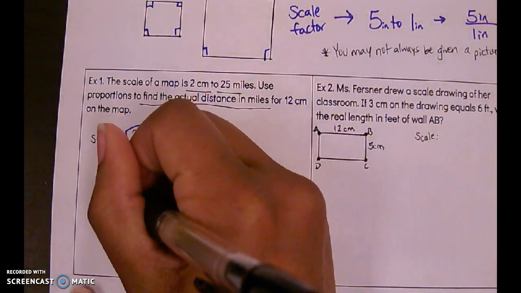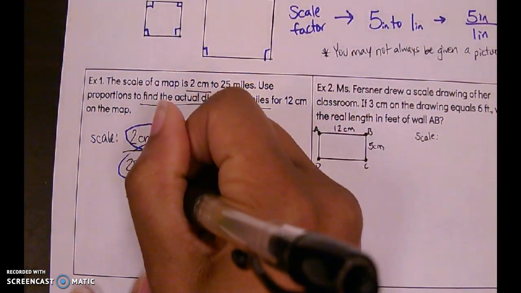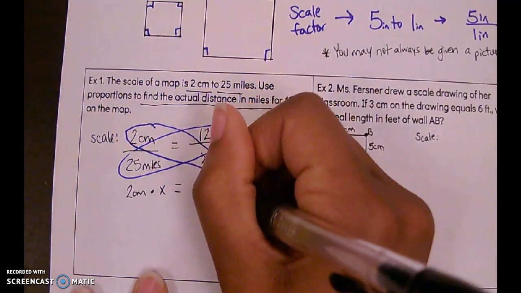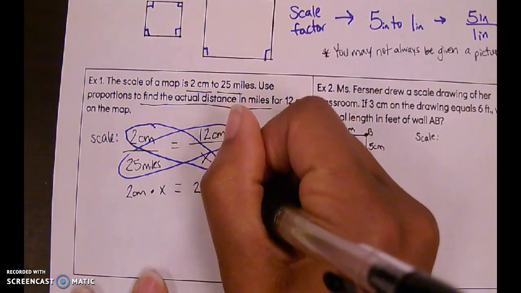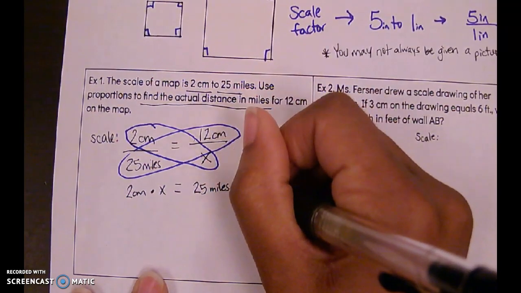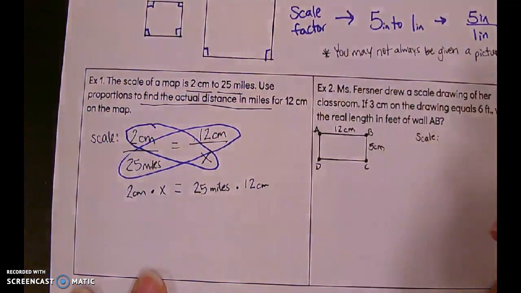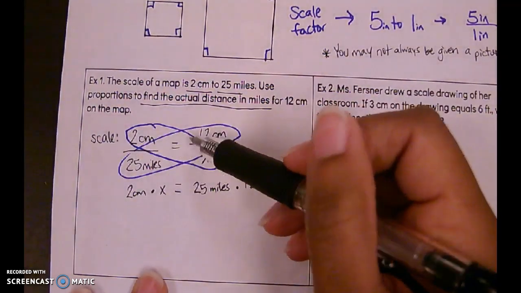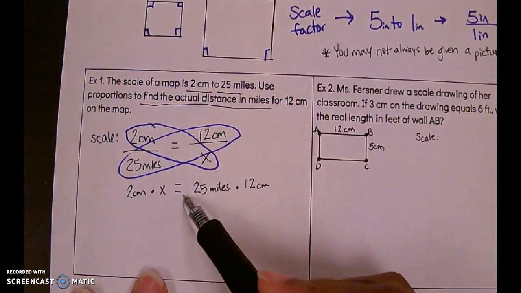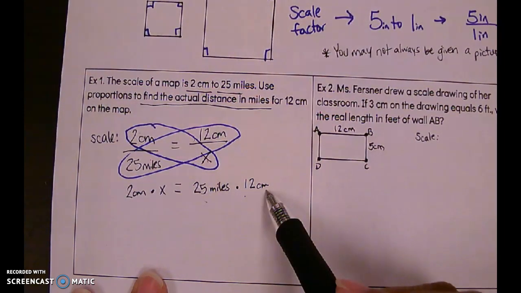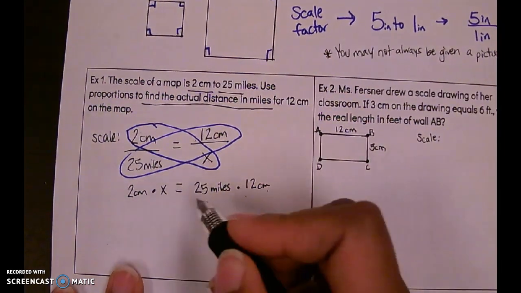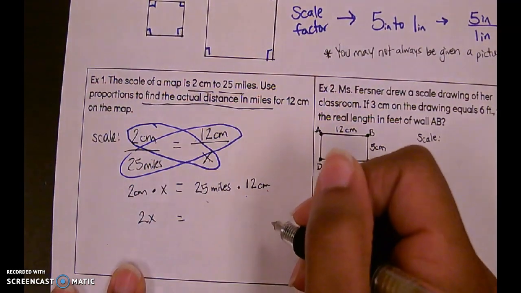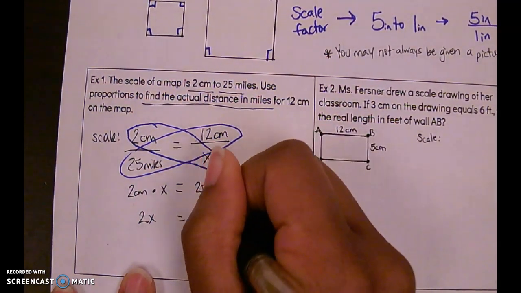On this side, we're going to write 2 centimeters times x equals 25 miles times 12 centimeters. And the only thing I did there was take what was crisscrossed together and multiply it on either side of the equal sign. Okay? 2 times x is the same thing as 2x equals 25 times 12, which is 300.